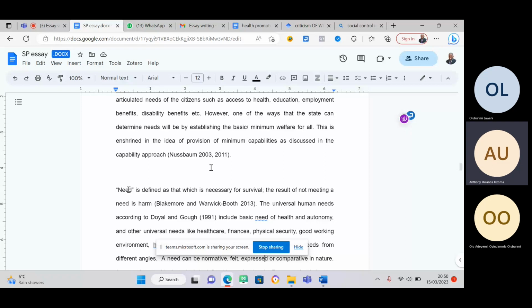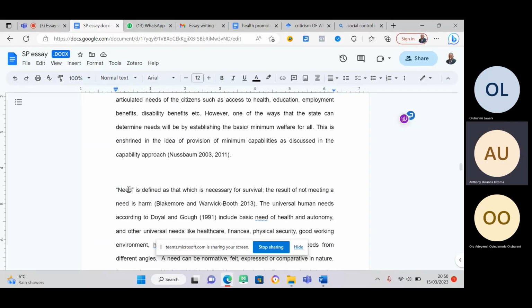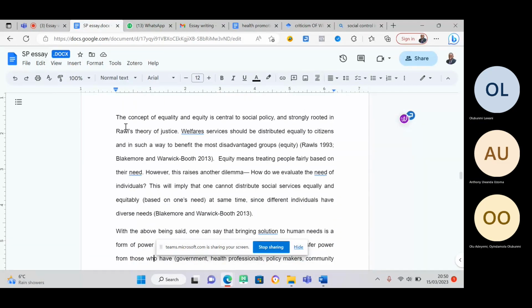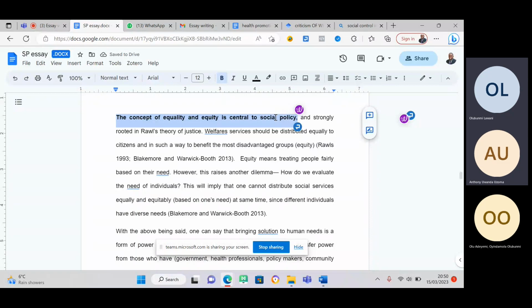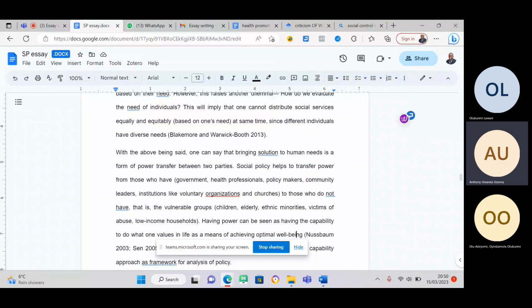Now, how do I know to write about needs? If you watch your PowerPoint, how do I know I'm supposed to write about needs? Because if you read your textbook, you see principles of social policy. You see concept of need. You will hear about concept of need. And then you see concept of equality, social policy. So I've talked about theory. All these are just the theory part. So let me show you how to now bring in your own topic.